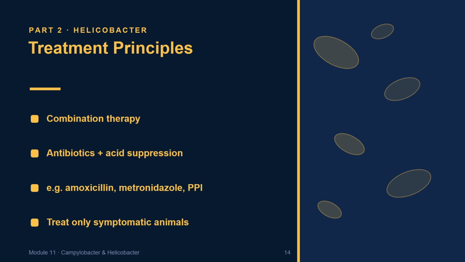Treatment mirrors human protocols, a combination of antibiotics plus acid suppression. Common regimens include amoxicillin, metronidazole, and a proton pump inhibitor. Because many animals carry Helicobacter without disease, we only treat symptomatic animals with confirmed gastric inflammation.